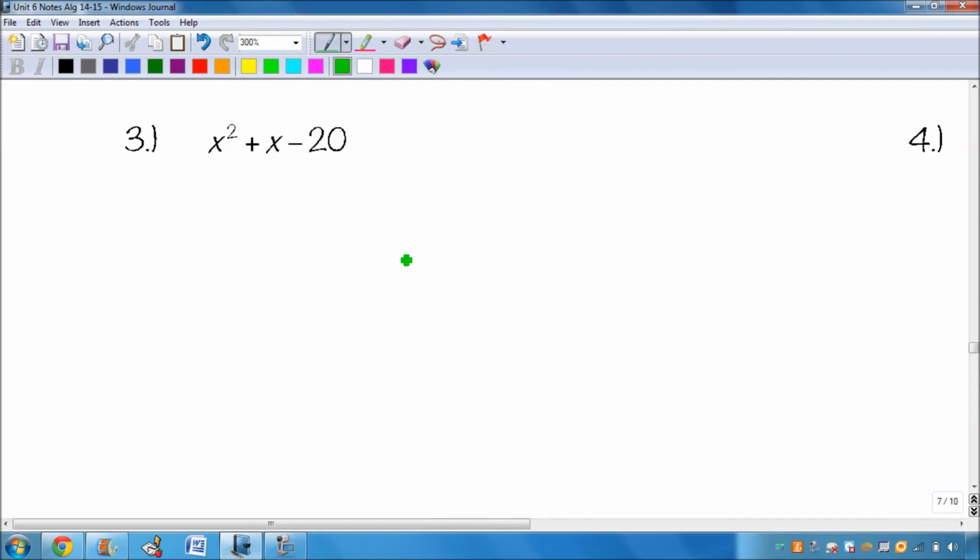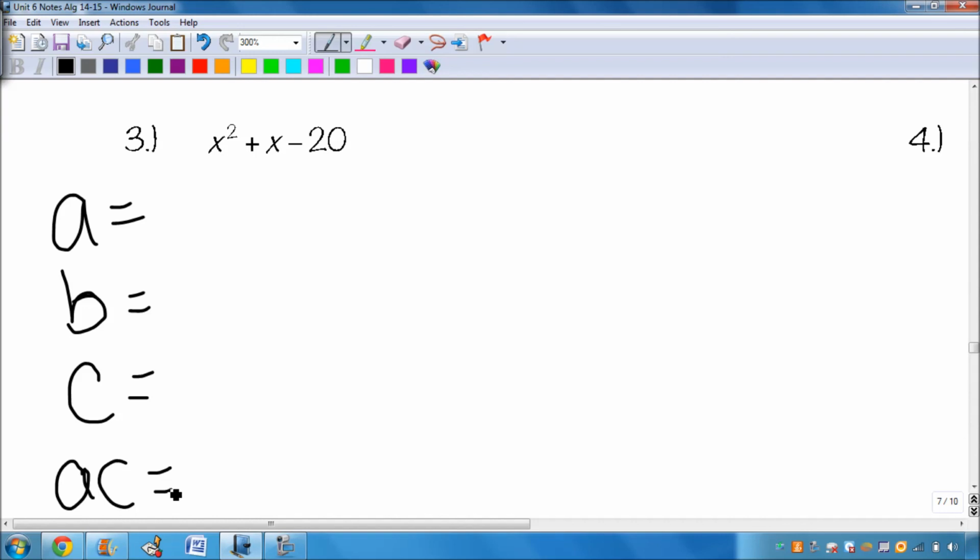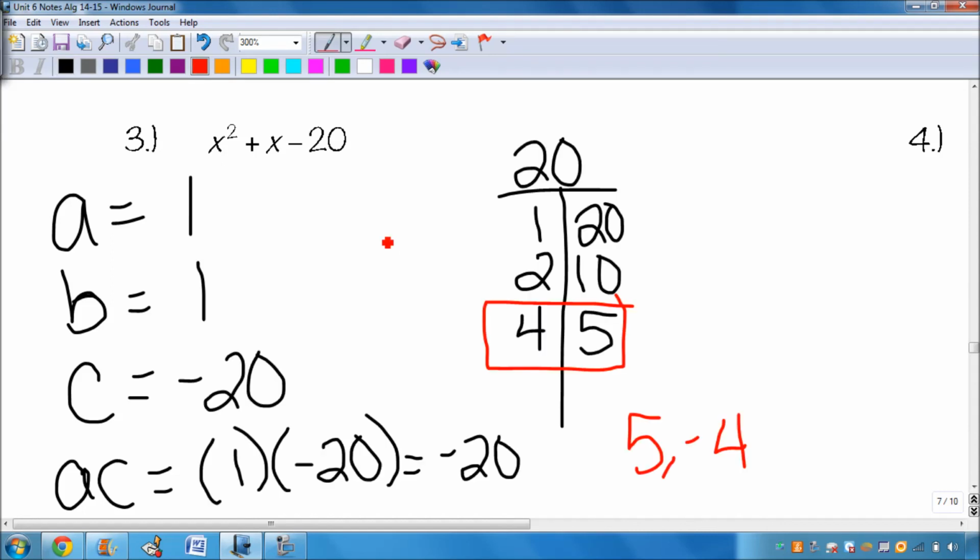All right, in question number 3, what I want you to do, please, is find out the a value, the b value, and the c value. Figure out what a times c is, and then make your chart for whatever a times c is and decide which two numbers you're going to choose. So please press pause and do this, and then come back to me to see if you got the right answers.